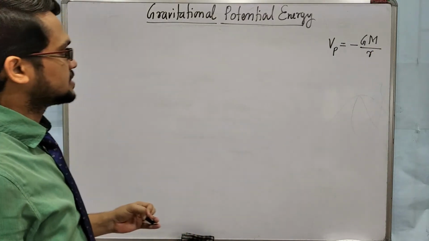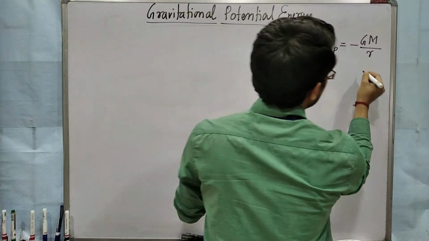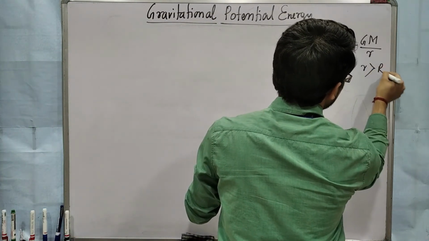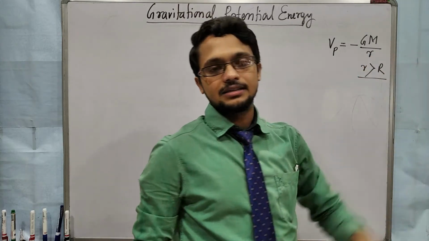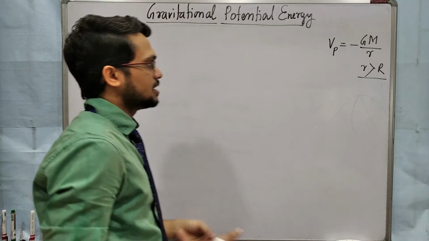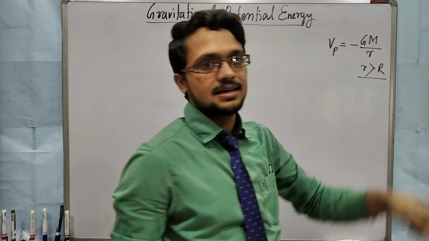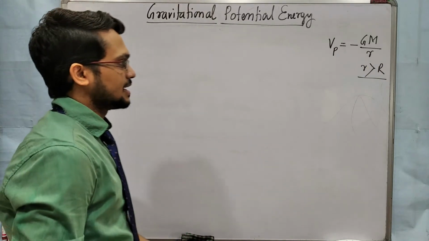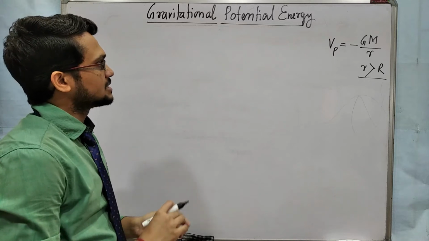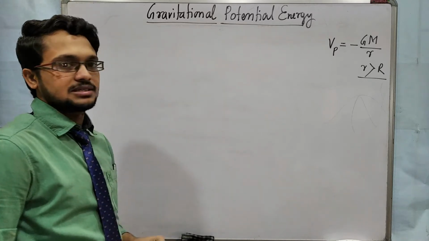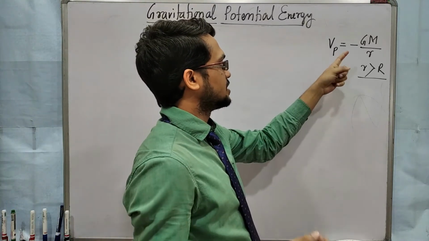Here suppose we are discussing the earth. Then we take the point r greater than capital R, the radius of the earth, and M is the mass of the earth. If you are talking about any planet, then capital M is the mass of the planet, and small r is greater than the radius of that planet. So I am discussing gravitational potential energy, first with one simple numerical related to potential.